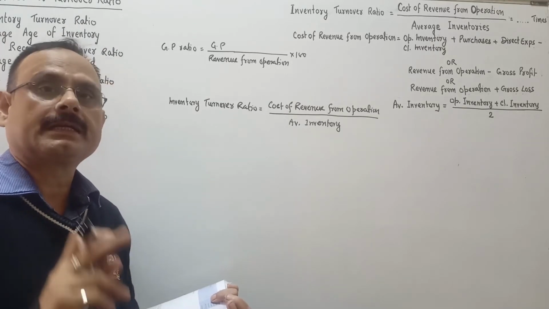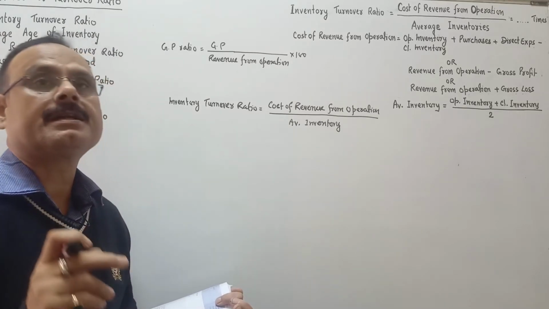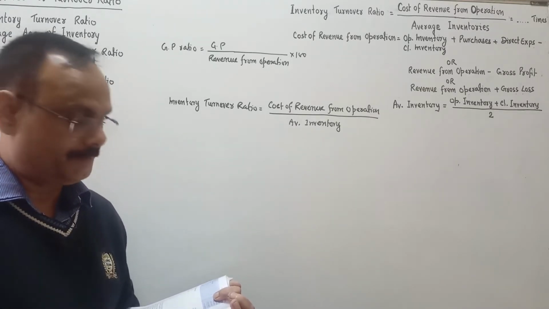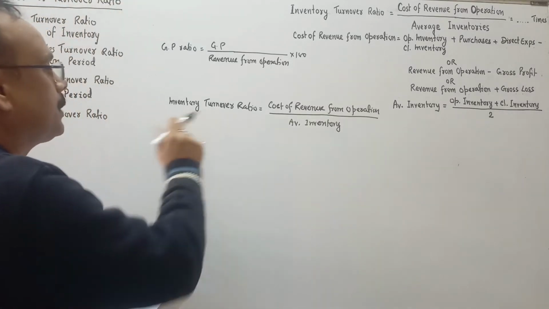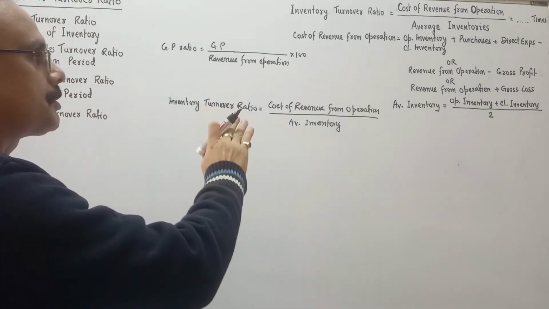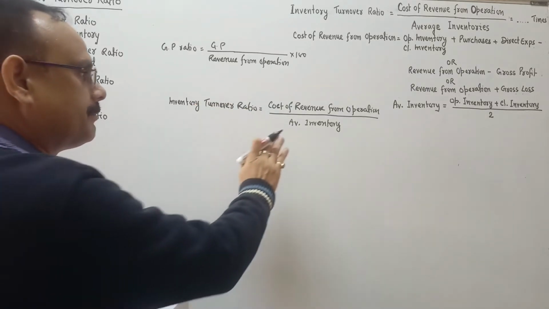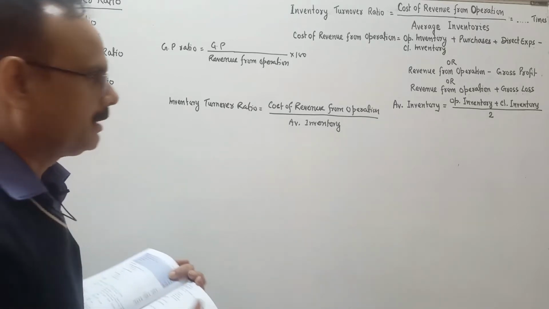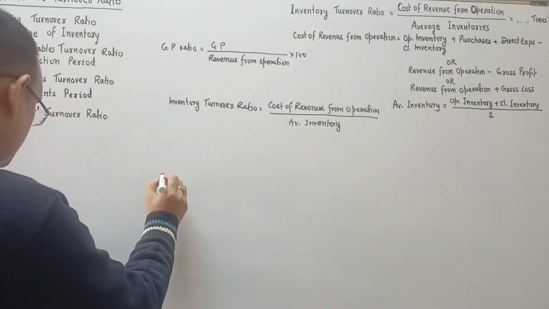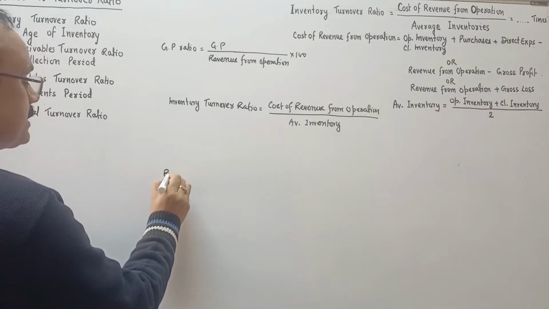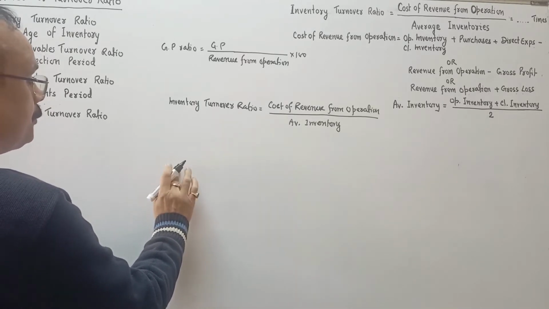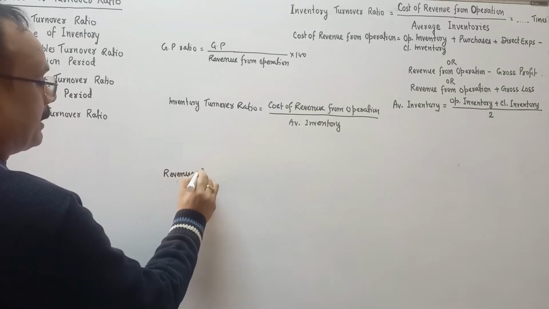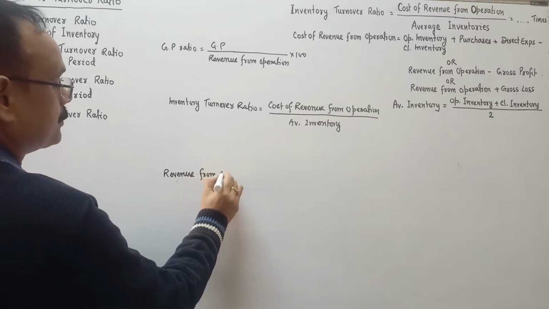The information given is credit sales, cash sales, return inward. Return inward means sales return, opening inventory and closing inventory. So first of all, we'll write the formula of inventory turnover ratio: cost of revenue from operation upon average inventory. Now in this question, cost of revenue is not directly given, but the revenue from operation is given.